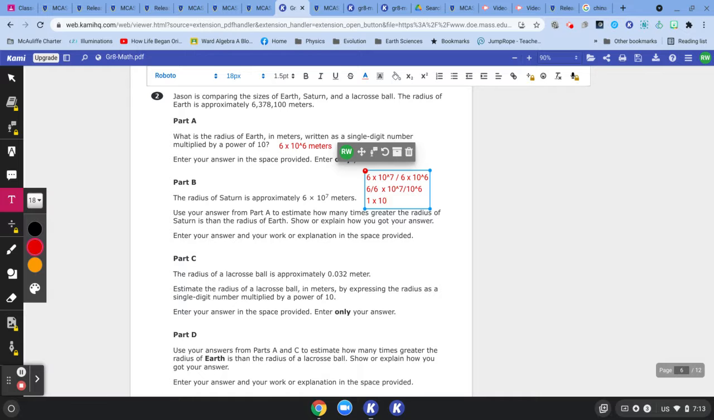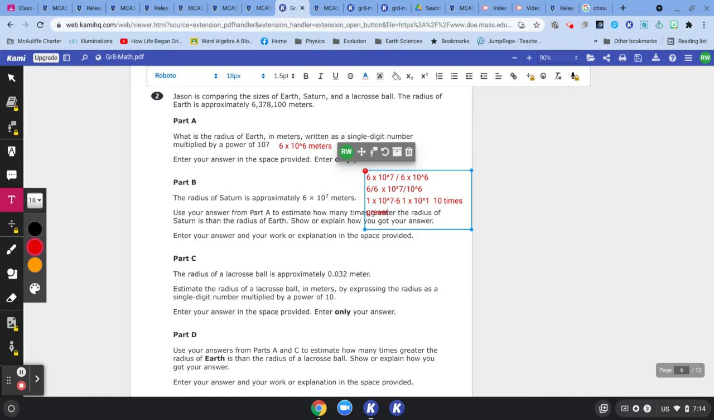Well, we got 10 to the 7th divided by 10 to the 6th. That means we have 7 factors of 10 in the numerator and 6 factors of 10 in the denominator. We're going to take away 6 factors of 10, which means we can write that as 10 to the 7 minus 6. We can just subtract those exponents, and we get 1 times 10 to the 1st, which means it is 10 times greater. So 10 times greater.